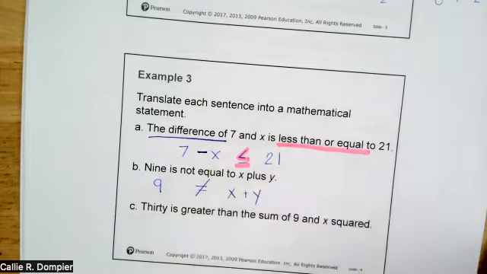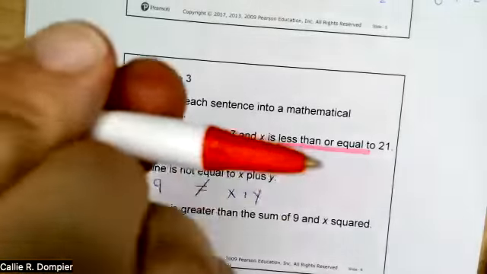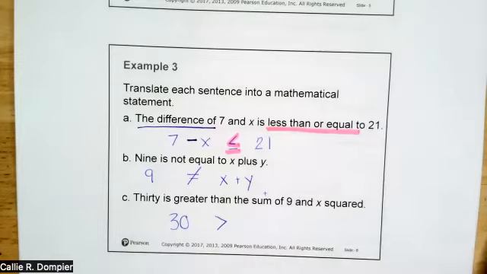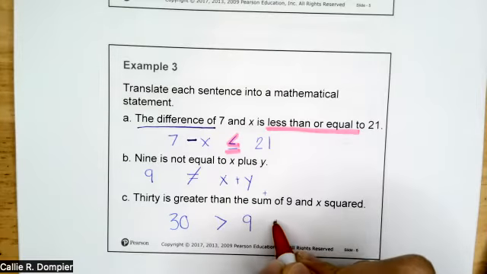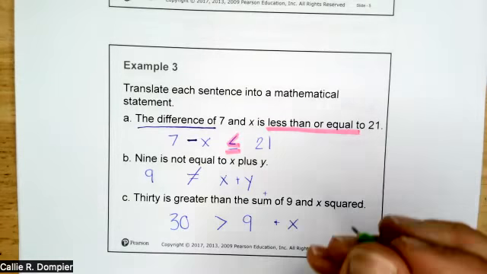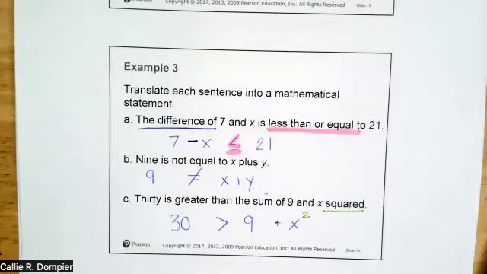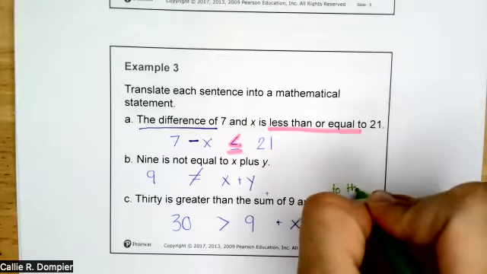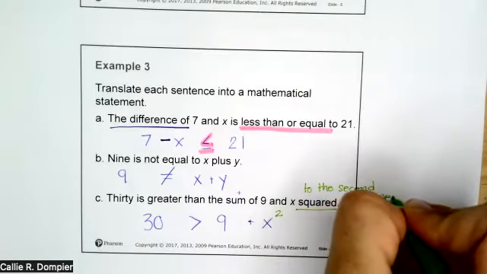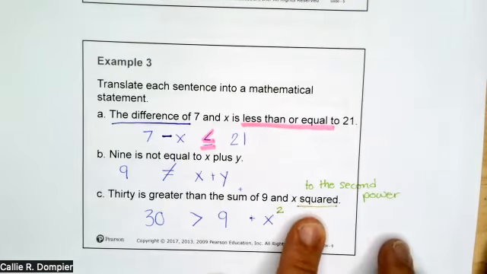X plus Y, 30 is greater than. So greater than means this way on the number line. The sum of means we're adding 9 and X, but then it says squared. What does squared mean? Square means you put a little 2 up here. It's like saying 2 to the 2nd power, or 2 to the power of 2, you can say, okay? To the power of 3, to the power of 4, to the power of 5, but 2 you can also call squared.